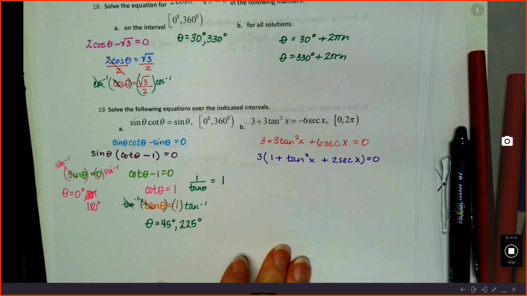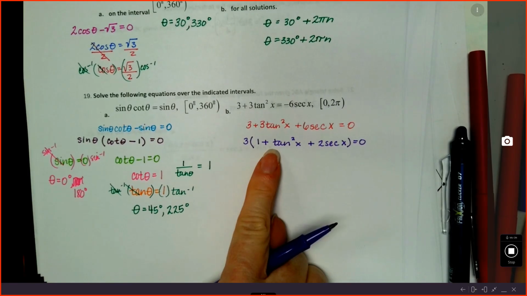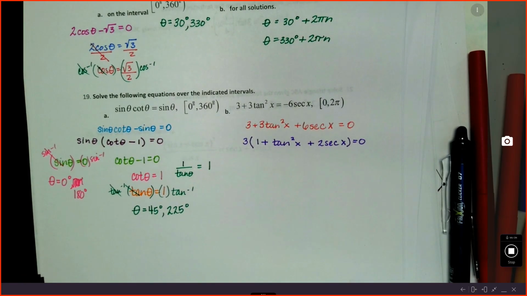We won like $200. What does 1 plus tangent squared equal? Secant. Secant squared.